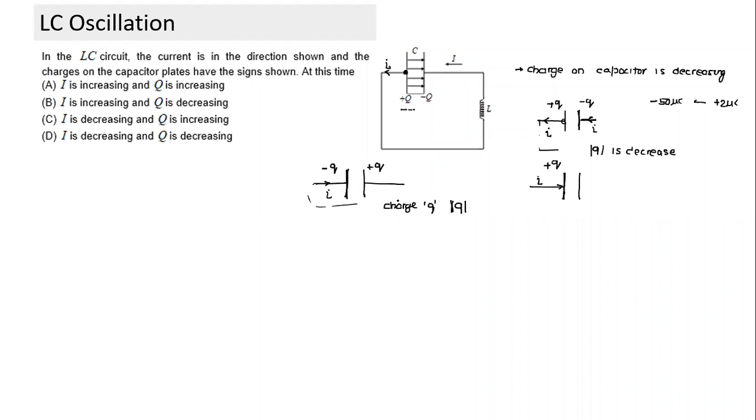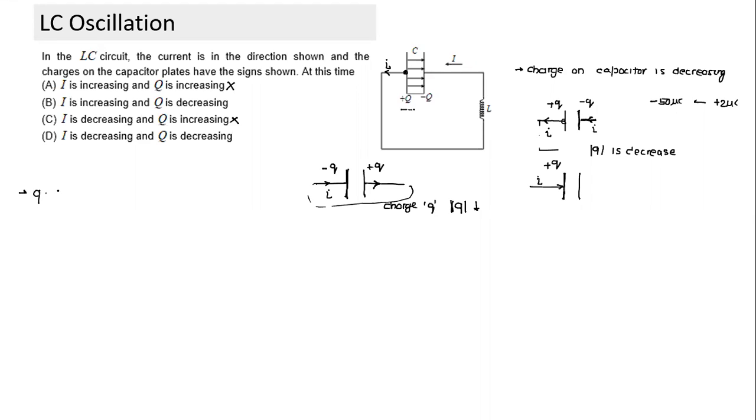Magnitude is increasing? So basically, first of all, I always go to the positive plate. If the current is going like this, it means charge from the positive plate is moving away, and the charge is decreasing. So even though the current is given here, I focus on the positive plate, charge being taken away. So it means charge is decreasing. So Q is decreasing. So these two options are gone. And the moment Q is decreasing, I has to increase. This is always true in an LC circuit.